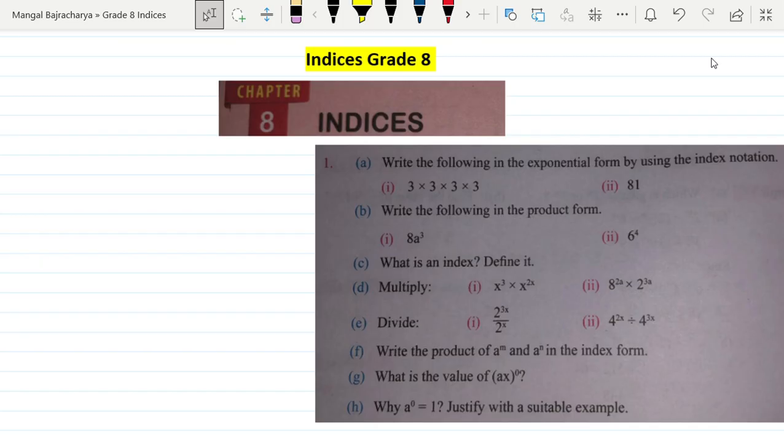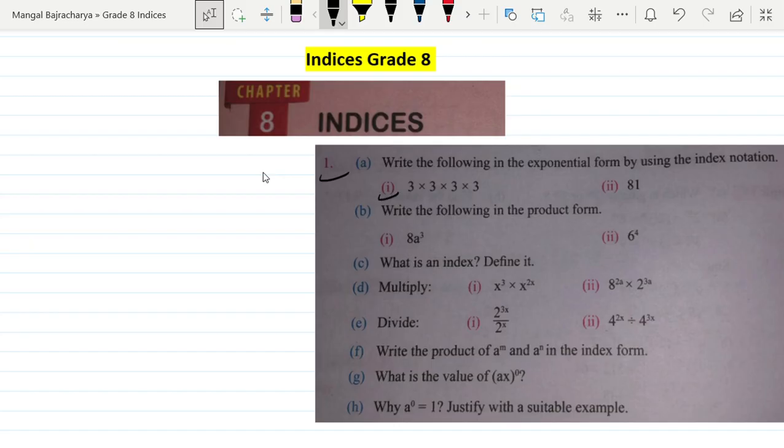Here I'm going to explain the topic of indices from grade 8 compulsory mathematics. First I start with the short and very short questions. So here goes, first number. They said, write the following in the exponential form by using the index notation.